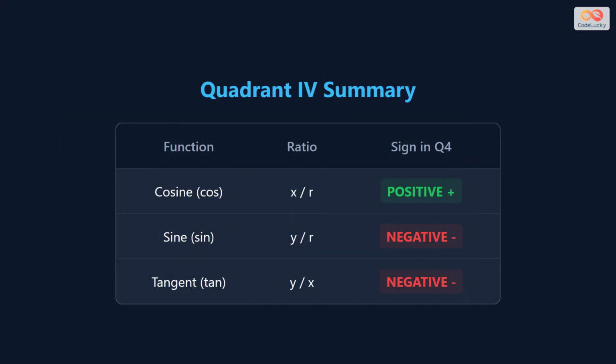To summarize, when working with angles in the fourth quadrant, remember this table. Cosine is the only positive function because it relies on the positive x-coordinate. Sine and tangent are both negative because they depend on the negative y-coordinate. Keep this in mind for your future calculations.